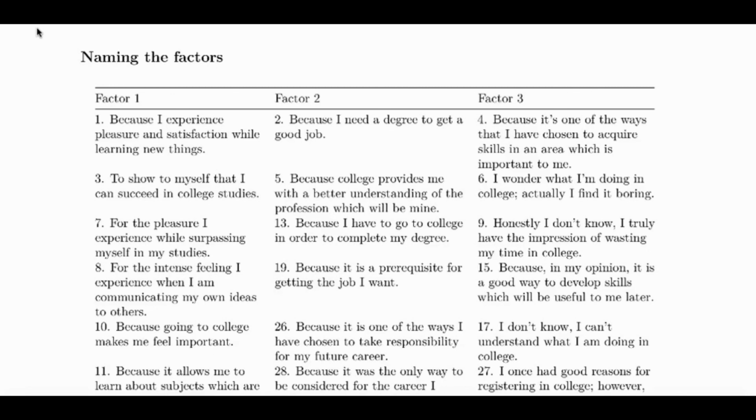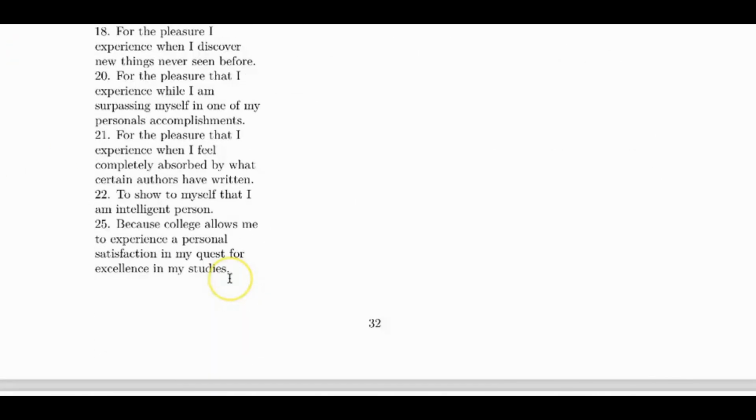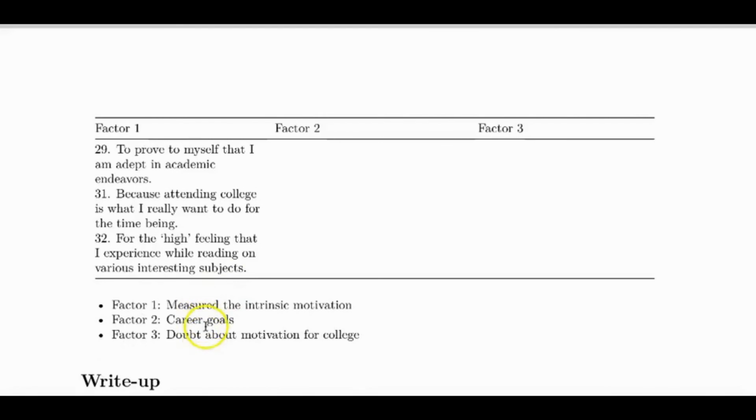Factor 3: because it's one of the ways that I have chosen to acquire skills in an area which is important to me. I wonder what I'm doing in college. I actually find it boring. Honestly, I don't know. I truly have the impression of wasting my time in college. So this one is, they're doubting their motivation for college, basically. So that's how the factors were loosely labeled. And I did put it here in the notes, so don't worry.